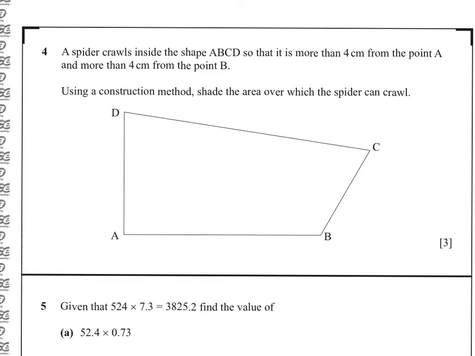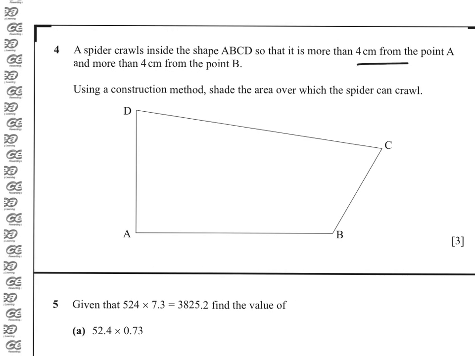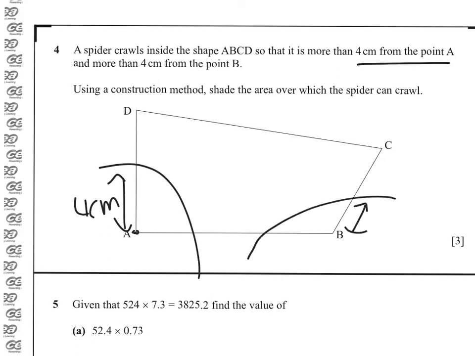I'm unable in this app to do constructions, but I'll describe what you need to do. 4 centimetres from the point A means that you want to take a circle at the point A of radius 4 centimetres with our protractor. We repeat this then at point B, and we want our 4 centimetres, and everything that is left is more than 4 centimetres from A and more than 4 centimetres from B.